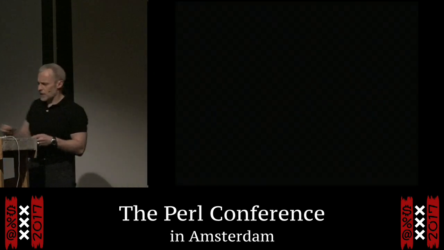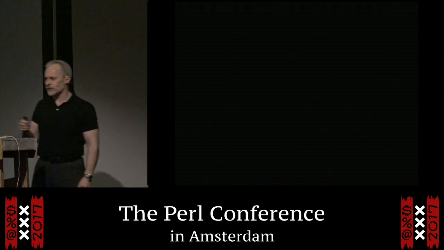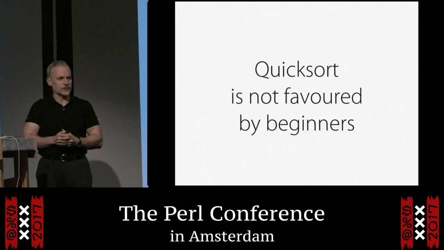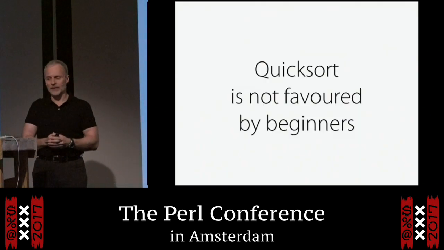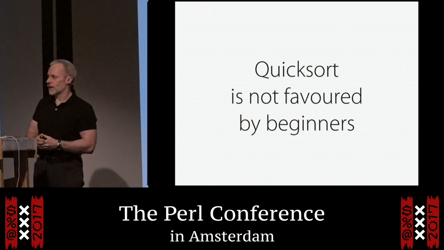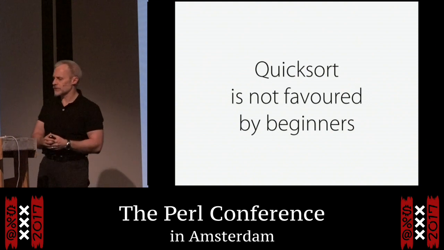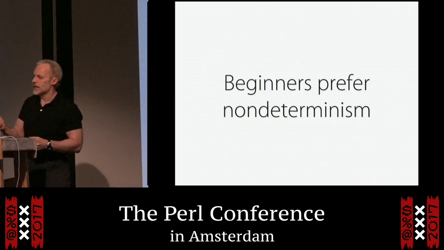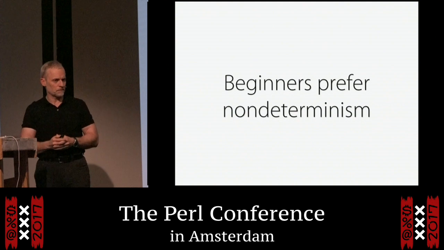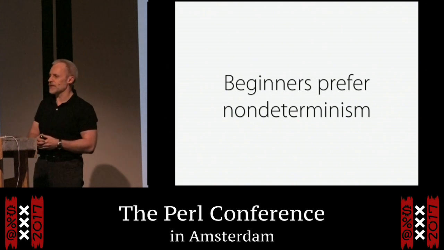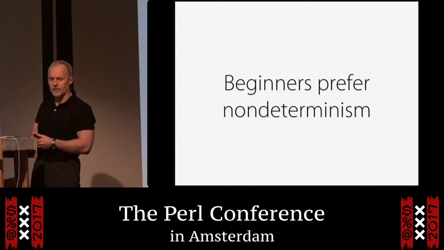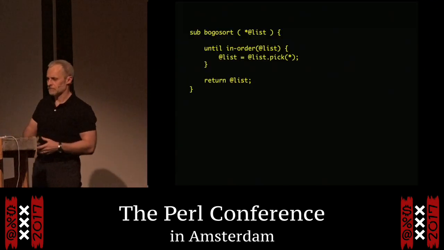So, this talk's supposed to be about beginners, and Quicksort is generally not favoured by beginners because they just never get it right. And I've taught a lot of beginning programmers over the years, and what I've discovered is that what beginners prefer is nondeterminism. So this, to me, appears to be the most popular beginner algorithm for sorting.